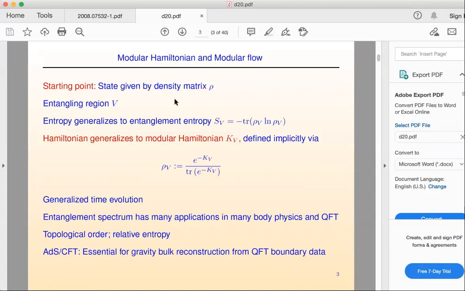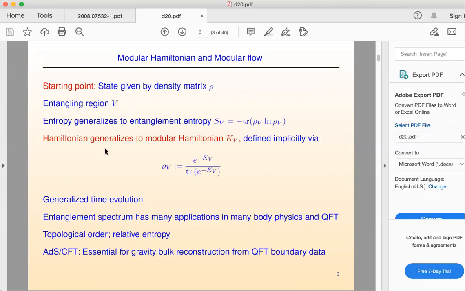And there what people generally consider is the entanglement entropy. This means you choose a spacetime region called V, and then you consider the reduced density matrix for the states in this region V, which is called rho V. Then the standard entropy of thermodynamics generalizes to the so-called entanglement entropy, which is given here, where instead of just the standard probability, you have this reduced density matrix. This provides information about the entanglement between the states in this region and its complement.